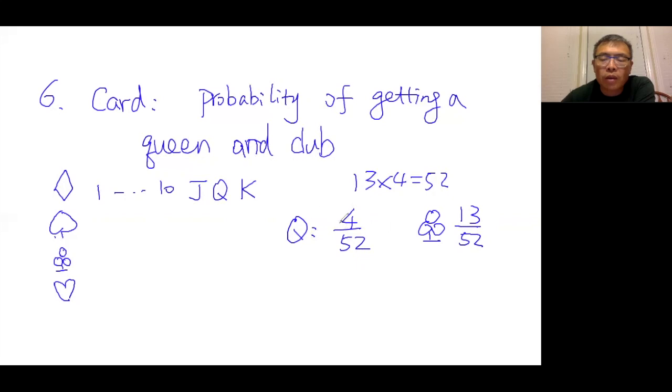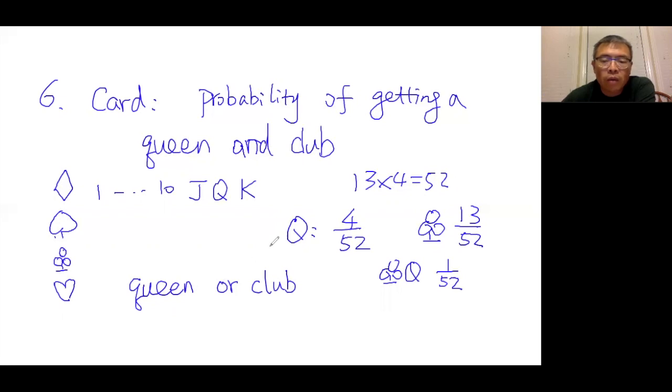Now because we have the AND, we're looking for the intersection between queen and club. Certainly in this case, it's pretty simple because only 1 queen is a club. So the overlap of these two groups is just 1 possibility, which is the club queen, and that gives you 1 over 52. Now, what about the probability of getting a queen or a club? That is a little bit challenging question that was in the book. So how do we do this one?